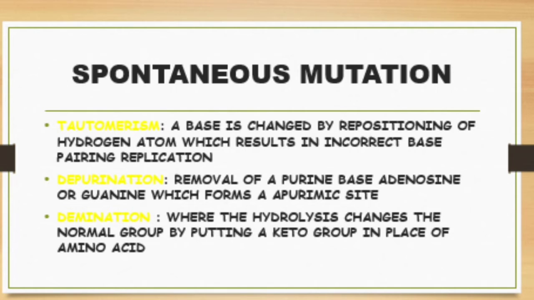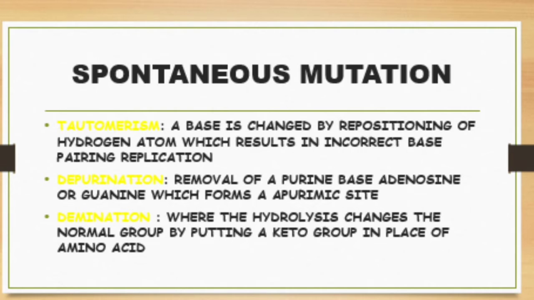Another one we have is depurination. We know that in a DNA molecule we have purines and pyrimidines. In depurination, there is a removal of a purine base, like adenine or guanine, which forms an apurinic site. That's why we call it depurination.